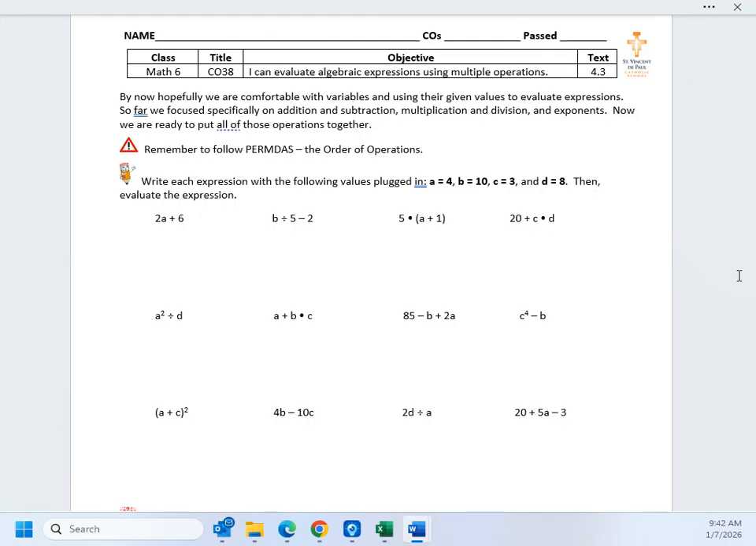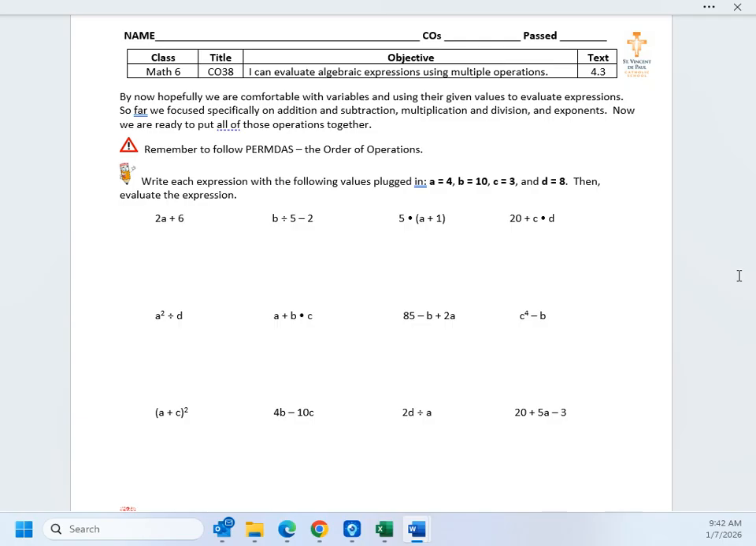Remember to follow PERMDAS, the order of operations. What does our P stand for? Rhoda? Parentheses. What is the E? Jude? Exponents. What is the R? Fernanda? Radicals. Remember that was doing the square root. We learned about that in the fall. What is M, Jack? Multiply. What's the D, Jackson? Divide. What's the A, Shantrea? Addition. And what's the S, Haley?